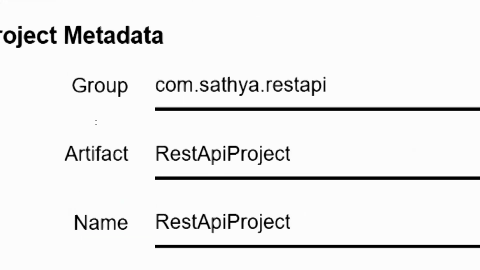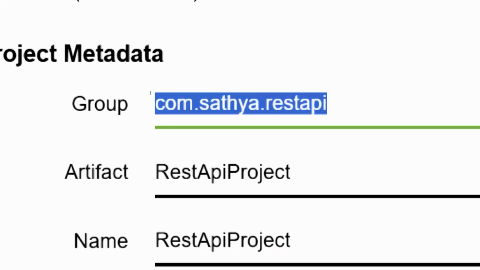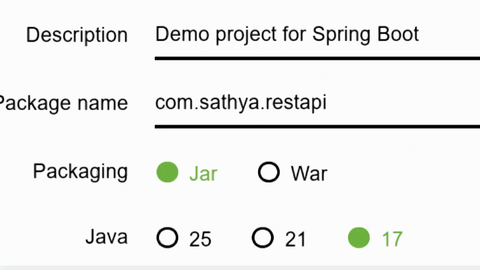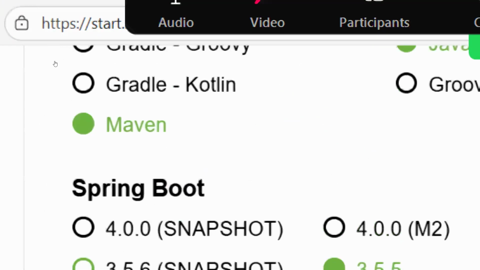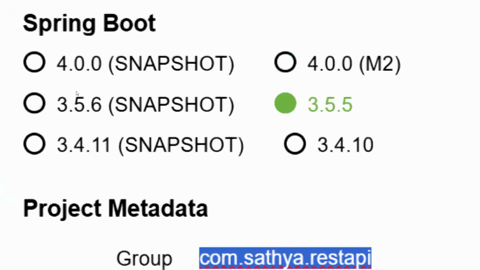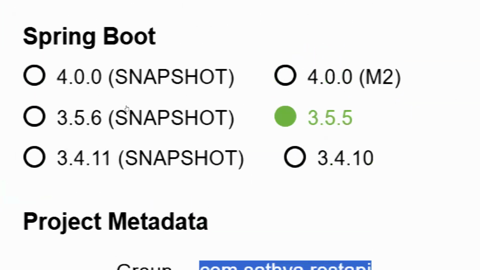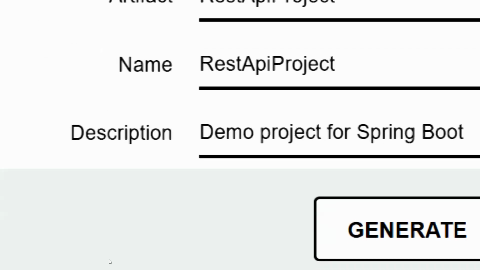Group ID, artifact ID, package name, you should take care. The group ID you give is exactly based on your package. That's it. The first one is what project you selected, Maven project or Gradle project? What language you selected? What Spring Boot version? Select the latest version and keep it aside. Next one is project information. What is the group ID? Artifact ID? Artifact ID is the project name.